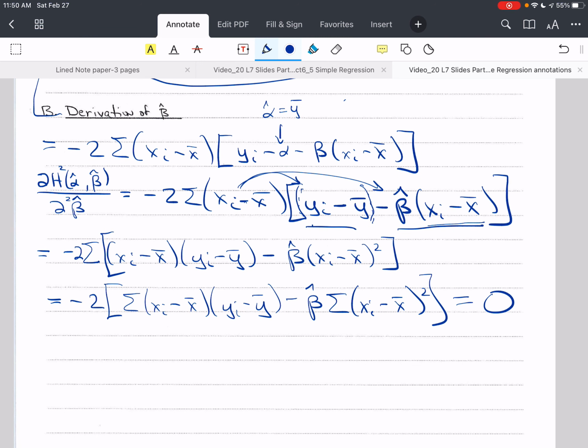Well, this is not this. I'm sorry, I wrote this as a 2, but it's not a 2, is it? It's just the first derivative. Partial beta hat. Okay, not the second derivative, the first derivative.